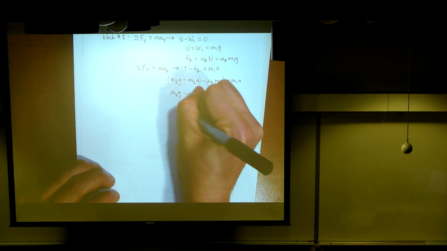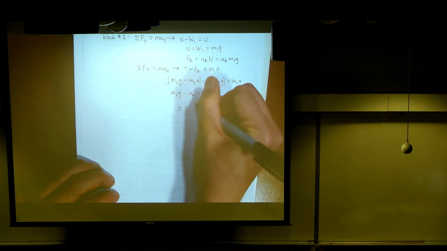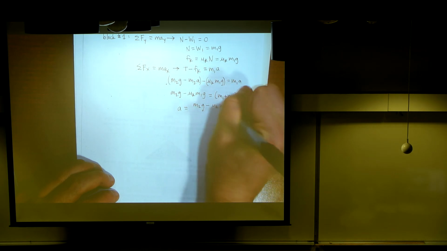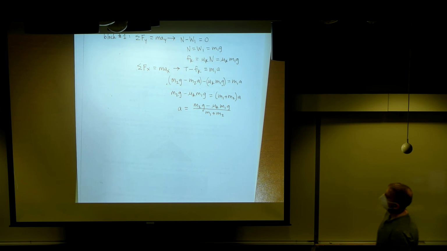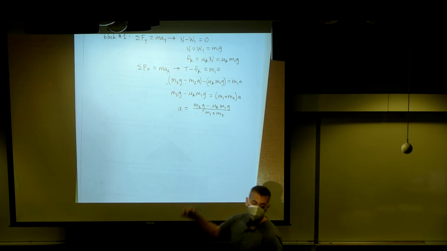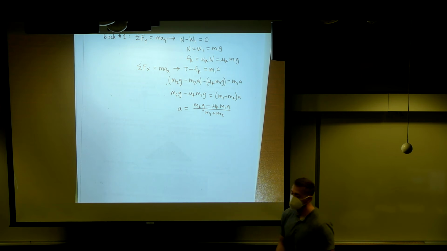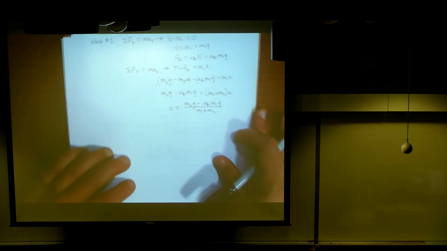I'm trying to solve for A, so here it is. A is M2 times G minus mu K M1 times G divided by this, which is M1 plus M2. Now we've just isolated A, and it's an expression in terms of things that we know, which are the masses and the coefficient of friction mu K. So now we can plug in some numbers to this.